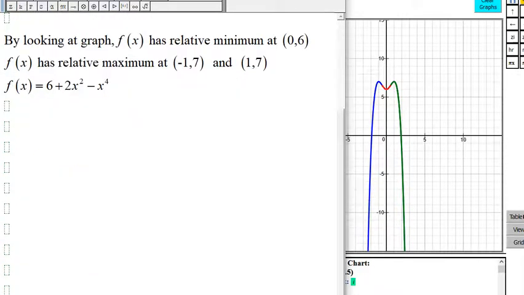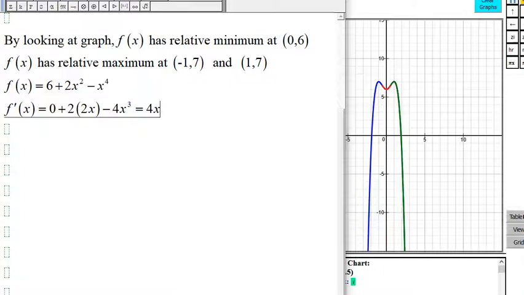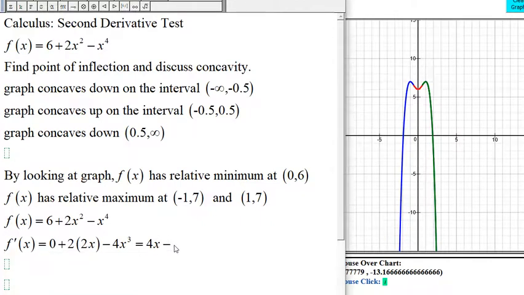So now let's get the first and the second derivative. So the first derivative is 0, and then the derivative of 2x squared would be 2 times the derivative of x squared, which is 2x, and then minus the derivative of x to the fourth, which is 4x to the third. So we get 4x minus 4x to the third.